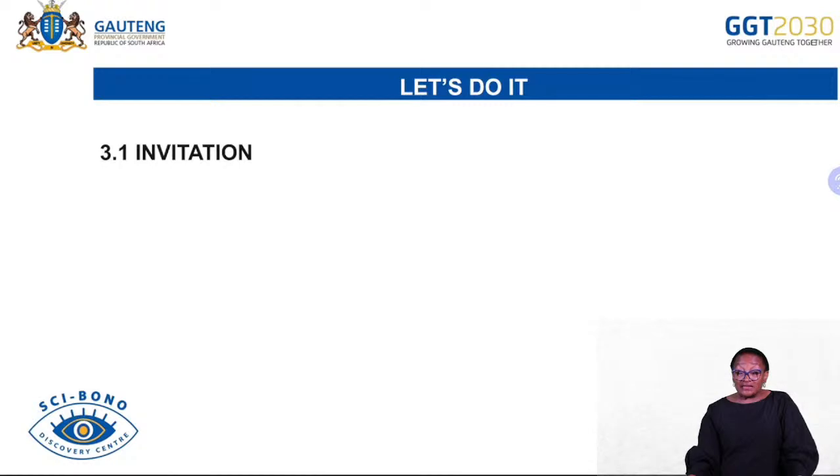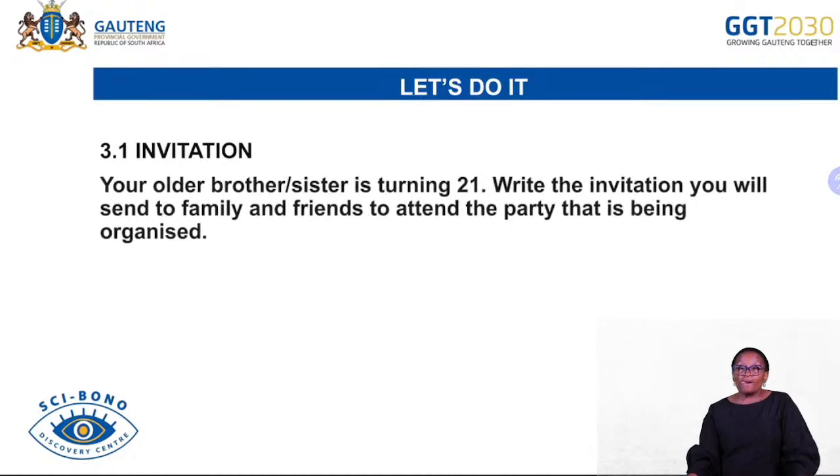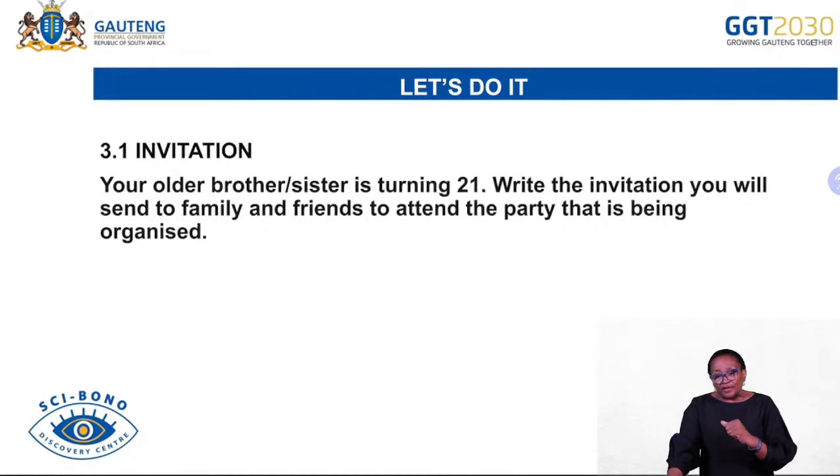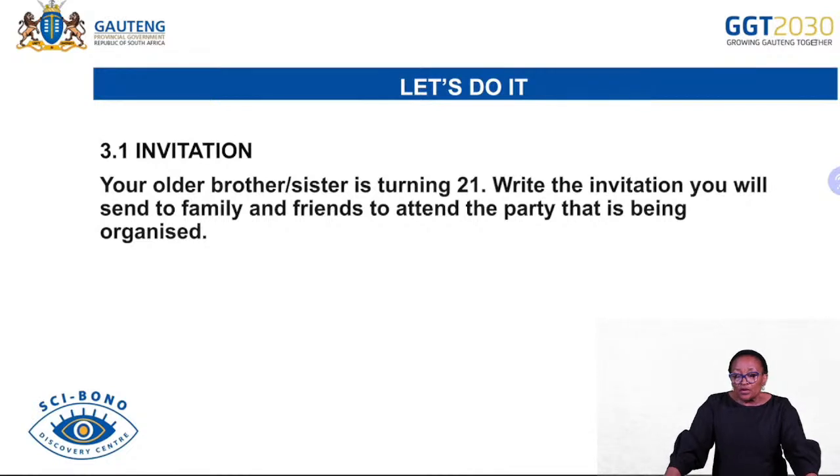Number 3.1 is an invitation. That is our brief. Let's read it. Let's have a look at it and try to read it aloud. Your older brother or sister is turning 21. Write the invitation you will send to family and friends to attend the party that is being organized.